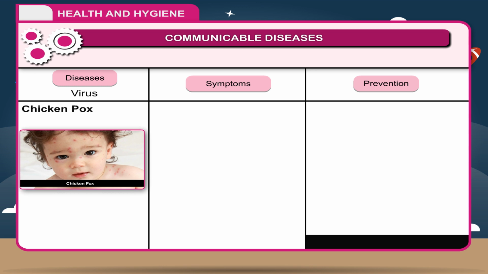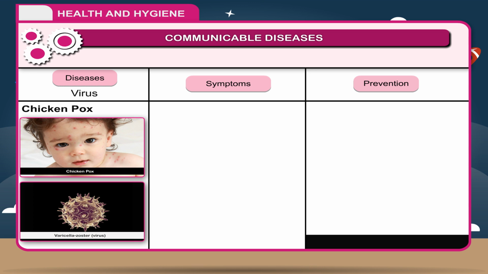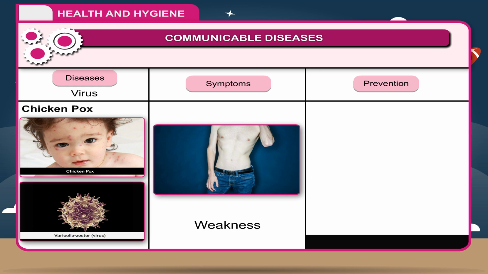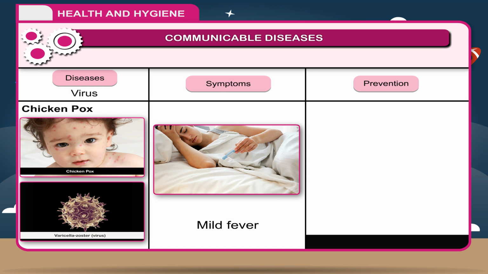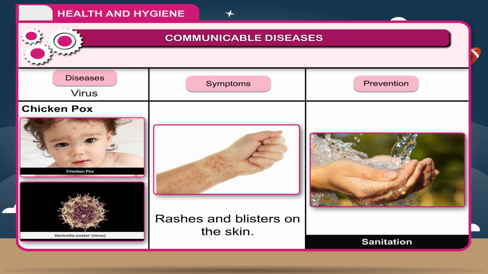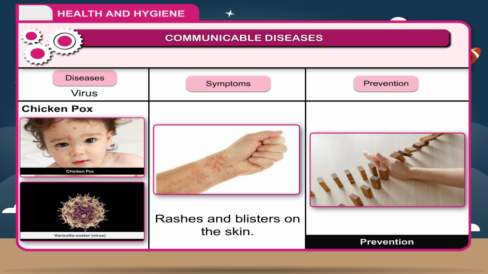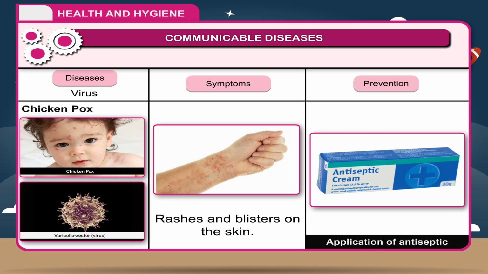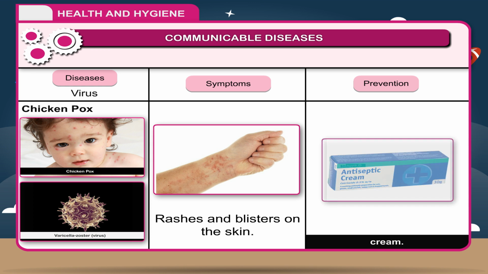Chickenpox, caused by varicella zoster virus. The virus spreads through the air via infected droplets. Weakness, mild fever, rashes and blisters on the skin. Sanitation, isolation and prevention. Application of antiseptic cream.